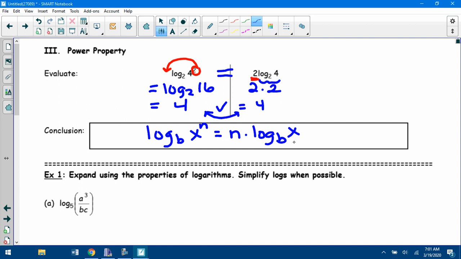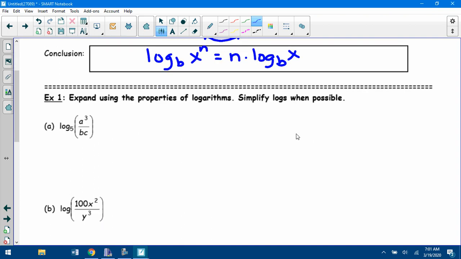Okay, so those 3 things I showed you are called the 3 log properties. And today we're just going to get practice using those. You're going to see why we have them in a couple days. But for now, there's kind of 2 major types of questions, maybe 3. Expand using properties of logarithms and simplify logs when possible. Now, one thing I'm going to keep saying throughout this is think big picture. And when I say that, we have 3 options. 2 logs added, 2 logs divided, or powers.